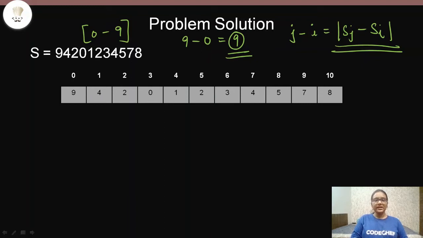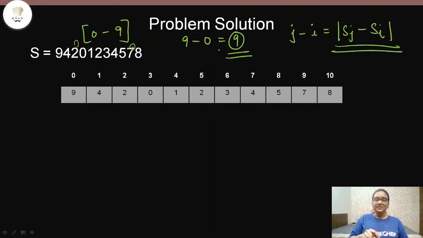So you can just randomly choose any two values from here and check 7 and 2. 7 minus 2 will give you 5. Let's check for 9 and 0. So already 9 minus 1 will give you 8. So it will always be less than or equal to 9.